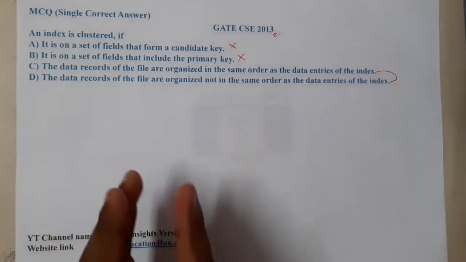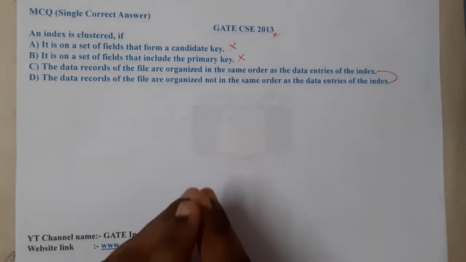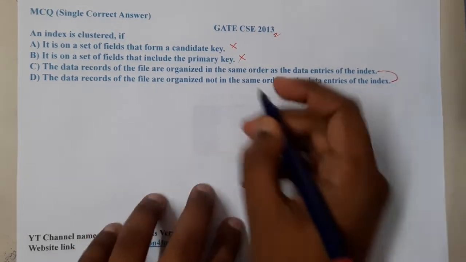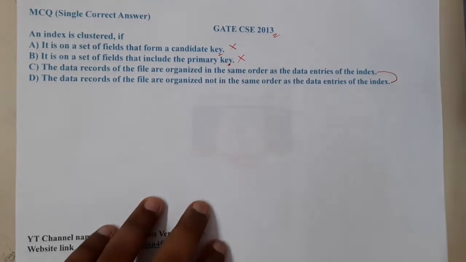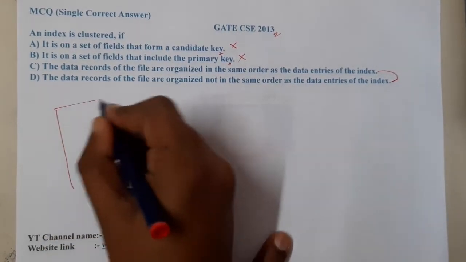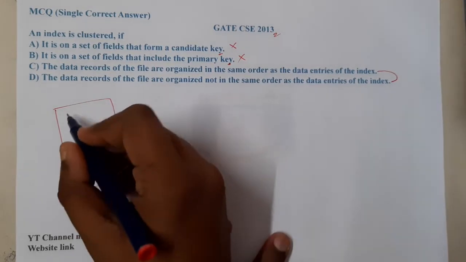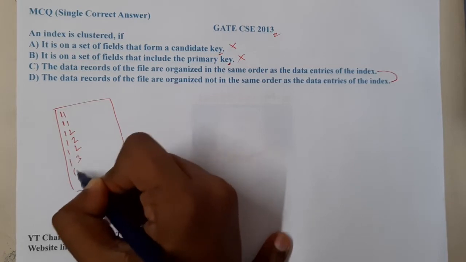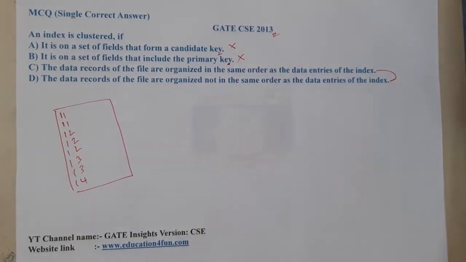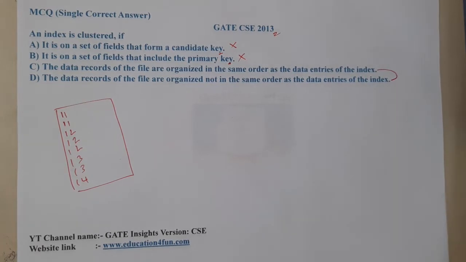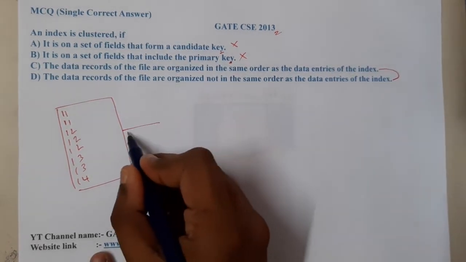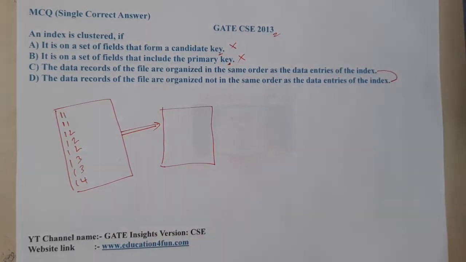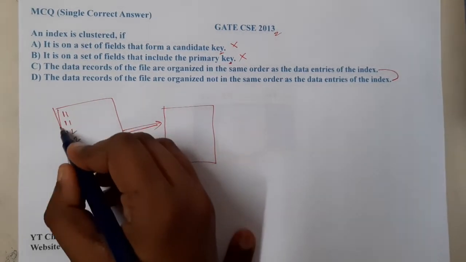An index is clustered if... Why do we perform clustering? If you recall, whenever we are clustering based on a non-primary key or non-candidate key, I took the example of ages. Suppose a particular table contains ages like 11, 11, 12, 12, 12, 13, 13, 14, and assume the ages are of some small kids. Now if we perform clustering on this, we create a mini index for this, and these blocks are divided into two pieces.